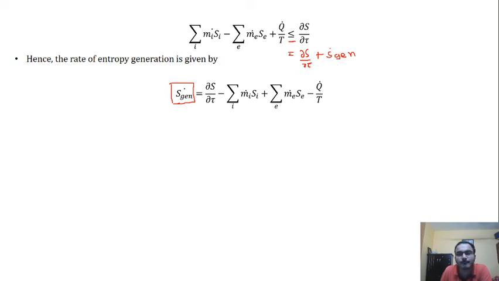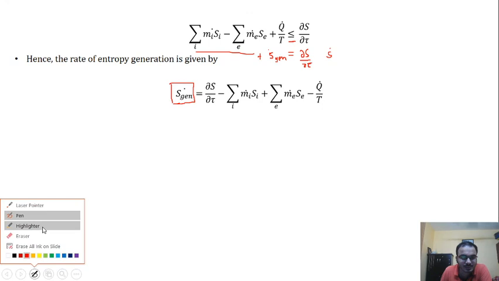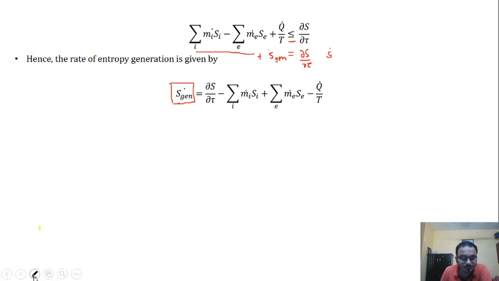Sorry, it should not be here. We can erase this part. We can convert this inequality to an equality by writing all these terms plus S dot generation. Let me again erase this. So S generation will be put over here, and then we can write down this.